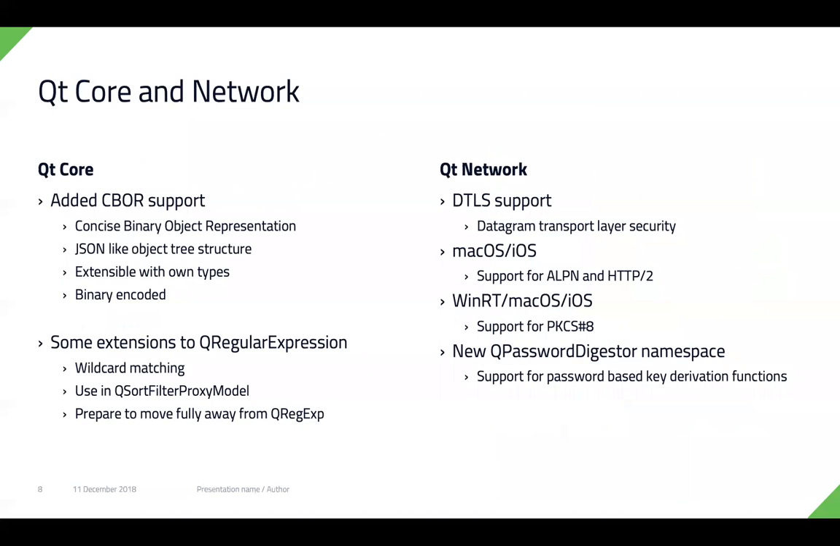We've done quite a bit of work in Qt Core and Network. Qt Core got a couple of new features. We added CBOR support in Qt Core. CBOR is an abbreviation for Concise Binary Object Representation. You can think of it a little bit like a binary version of JSON on steroids, something where you have a JSON-like object tree structure, but you can extend it with your own data types, and it's binary encoded. But it is a standard and it's widely supported in the industry. So very good functionality, something that you might want to consider using instead of JSON in the future.